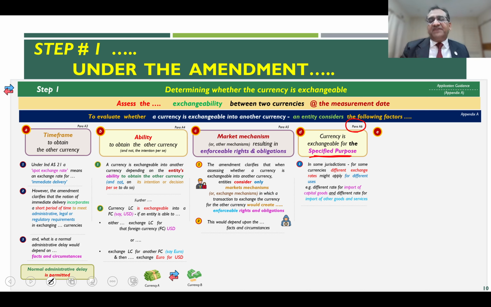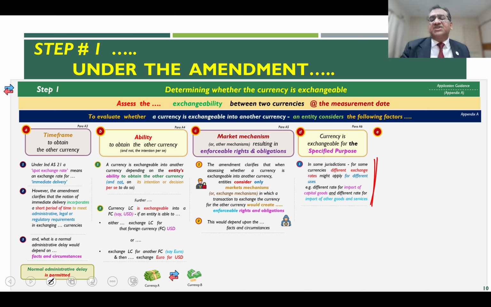The example which I gave, medical supplies versus import of capital goods, needs to be assessed. The exchangeability should be for the purpose which you are looking at. Even in the last case study, we saw that for the foreign currency loan, exchangeability did not exist, right? But for trade payables, it did exist, right? So the purpose also needs to be assessed.